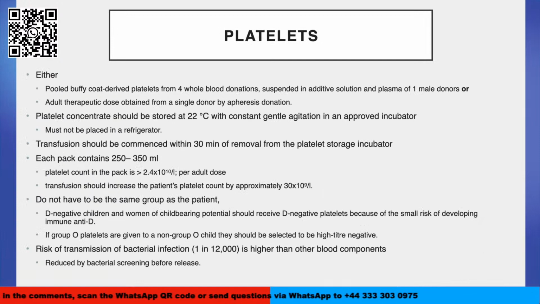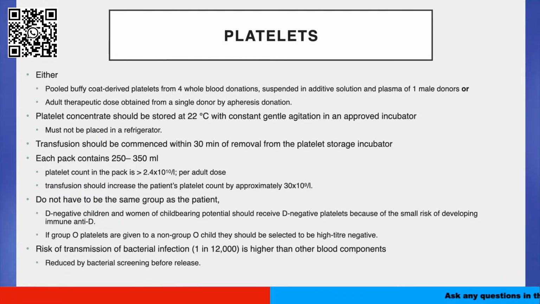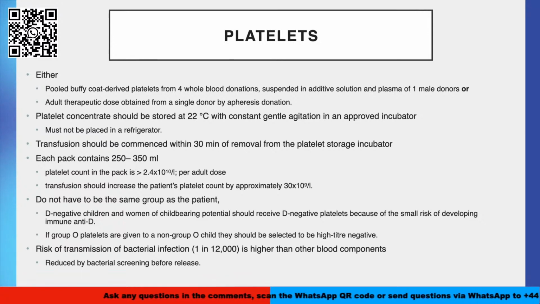Platelet donations can either come from pooled buffy-coat-derived platelets from 4 whole blood donations, and these are suspended in an additive solution and plasma from one male donor, or it can be an adult therapeutic dose obtained from a single donor by apheresis donation. Platelets should be stored at 22 degrees, and they need to undergo gentle agitation in an approved incubator. They mustn't be placed in the refrigerator. After they're removed from the storage incubator, transfusions should begin within 30 minutes.